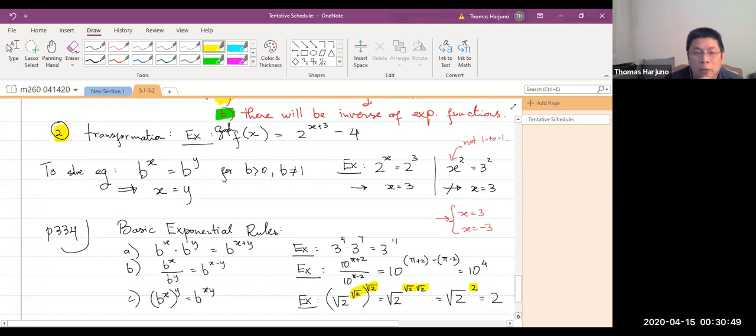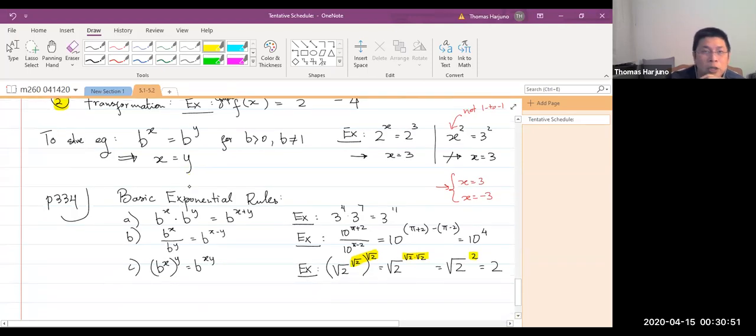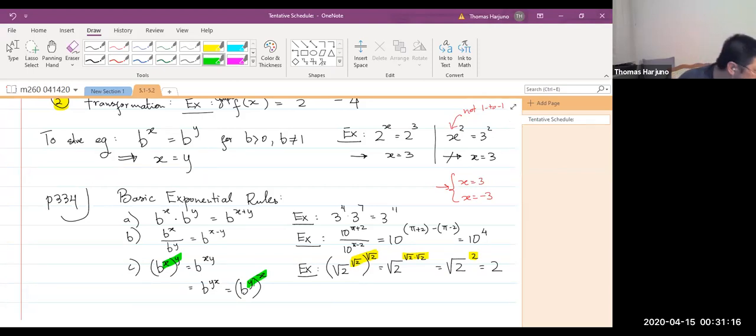Now, actually, I can continue on the last part here: this also means b to the yx, which means I can write b to the y to the x. In other words, for b to the x to the y, I can switch the order here. Okay, that's something nice to know.